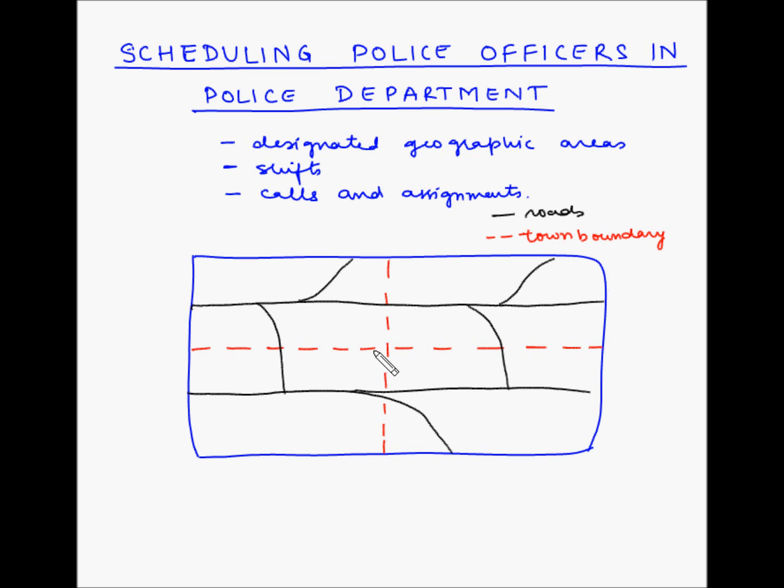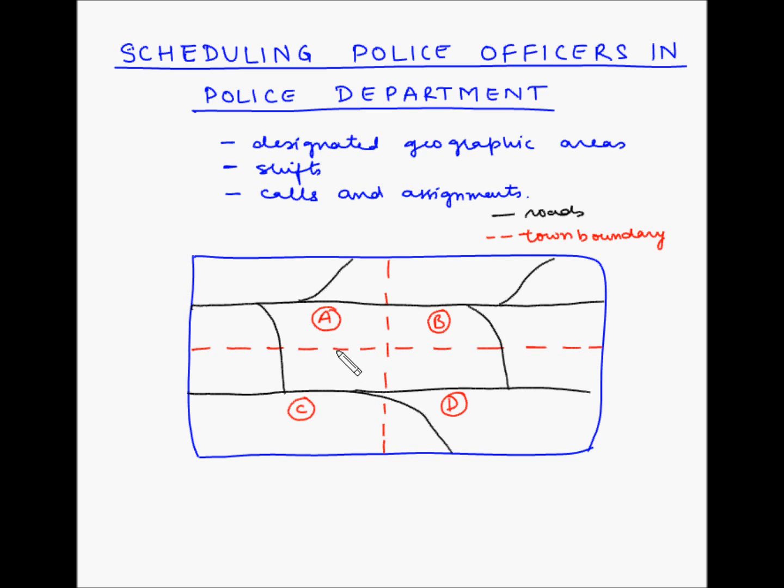Now let's say that this part is town A, this part here is town B, this part is town C, and this is town D. So now the question is, how would the police department determine how many patrol cars or officers need to be designated in which area? Let's say that you go by the town boundary and you place one officer in each of these towns.